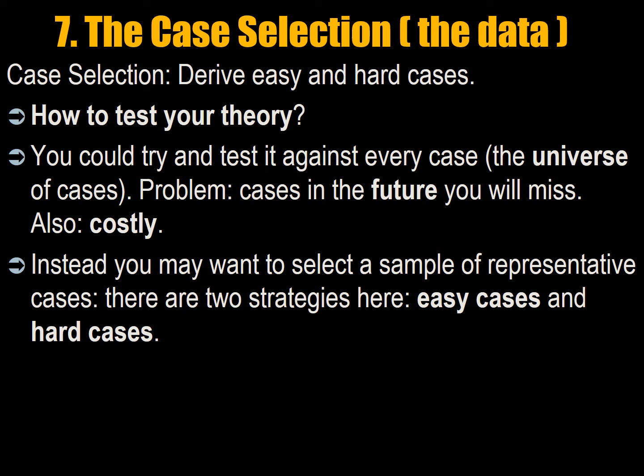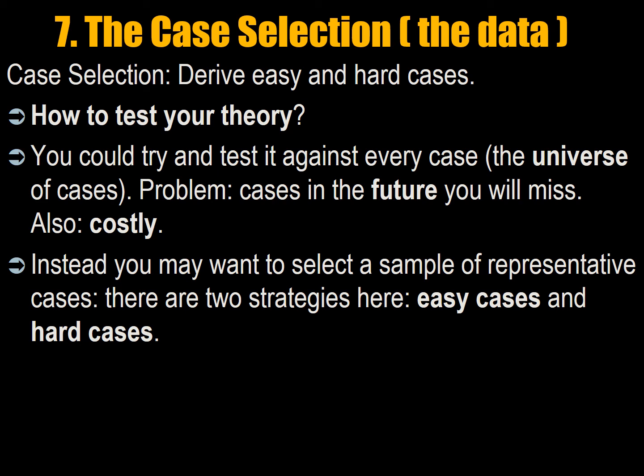The hard case is the most likely case for the original explanation. Okay, I'll explain what that means. So you have your theory. How are you going to test your theory? You could try and test it against every case in the universe. You could go back in time, you could go into the future, you could examine every inhabited system. The problem is, it's very costly. You're never going to be able to achieve it.